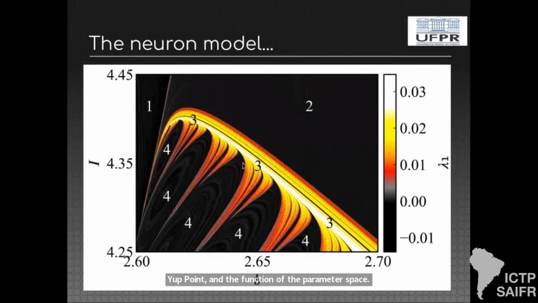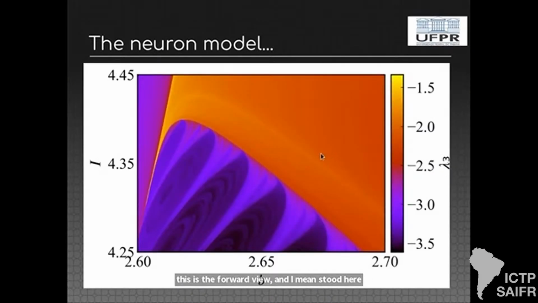Color here means chaos for the local dynamics, for the uncoupled dynamics, and black will be regular behavior. So regime 1 will be this regime, a burst regime. Regime 2 is a spike regime. Regime 4 is another burst regime, and the color here is chaotic dynamics. In regimes 4 and 3, there is a strong mixing between chaos and regular dynamics. So these are the four regimes I will study here.